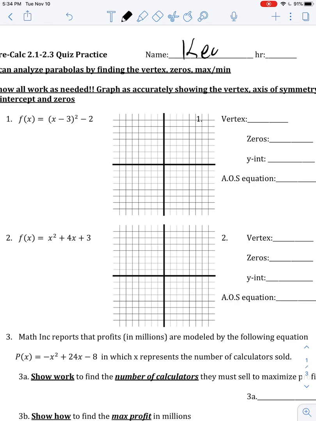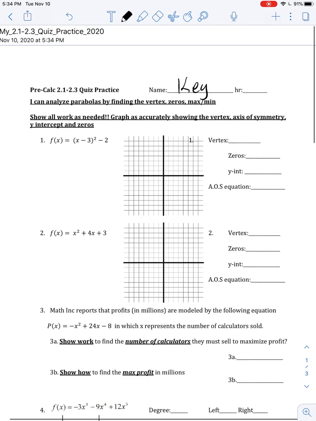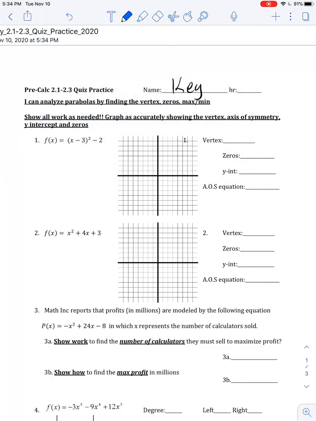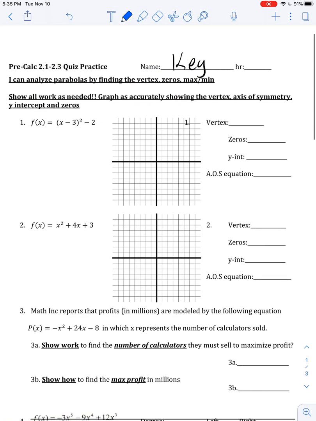Hello friends, I am going to go through this quiz practice, which is going to be really similar to the actual quiz, but I just want to be able to help you guys if you're stuck on anything, because you're not going to have a lot of time to ask questions before you have your quiz. So this stuff in the first couple things is off your green chart. So make sure that you're starting to learn that.